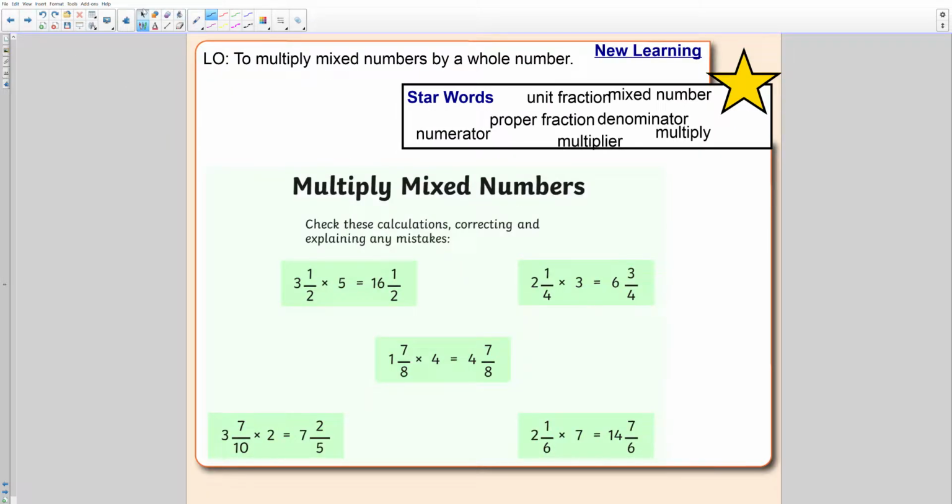So moving on now, another task for you to try here. Have a look at these mixed numbers, see if you can figure out what the problems are. Pause the video, give that a go. And then when you're done, we'll go through them.